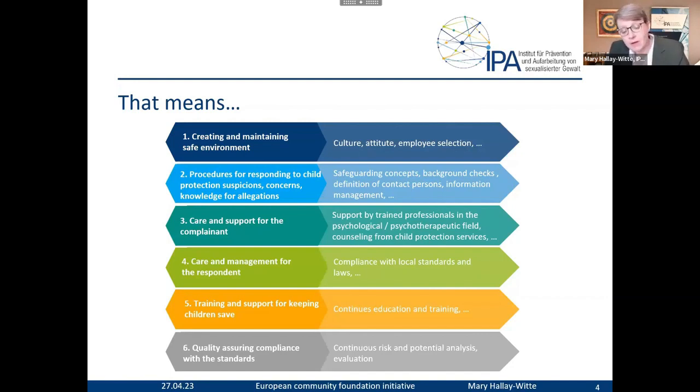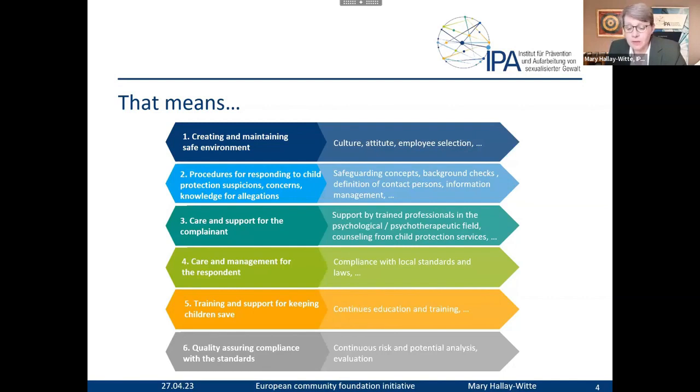Four, care and treatment for the accused, the respondent. The principle intends to ensure that the treatment of an accused is appropriate, fair, respectful, and that standards and laws are adhered to. Five, training and support for the safety of children.